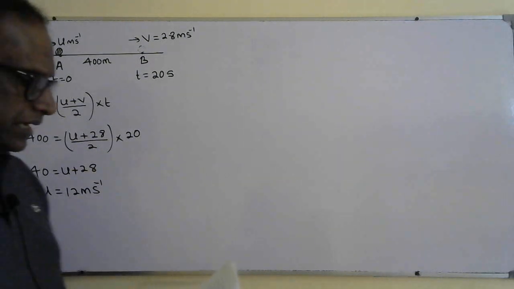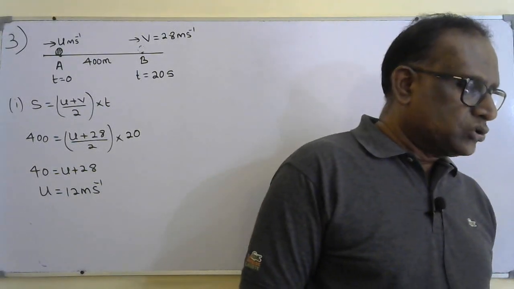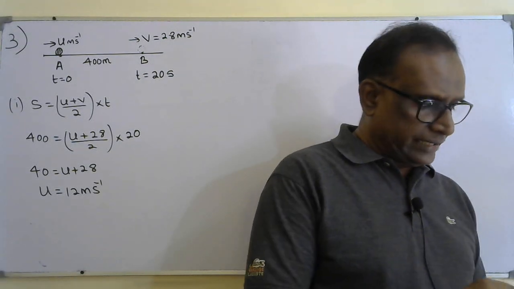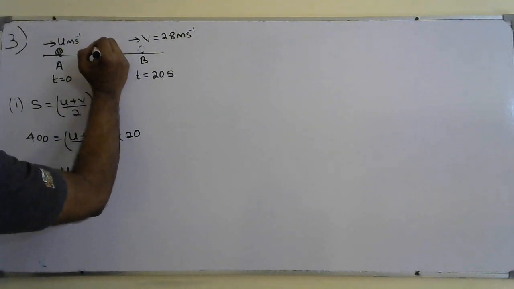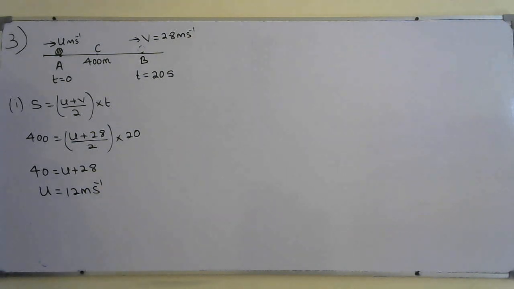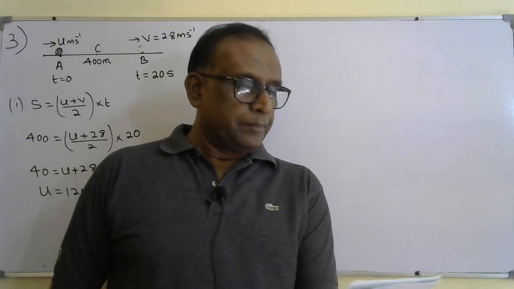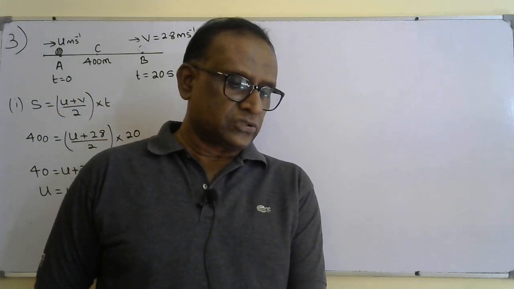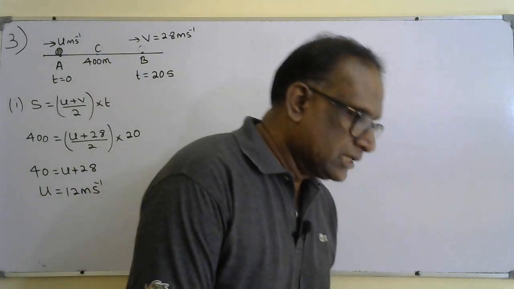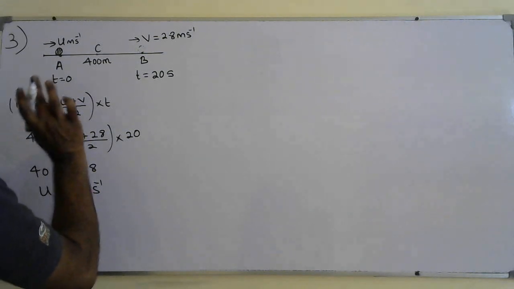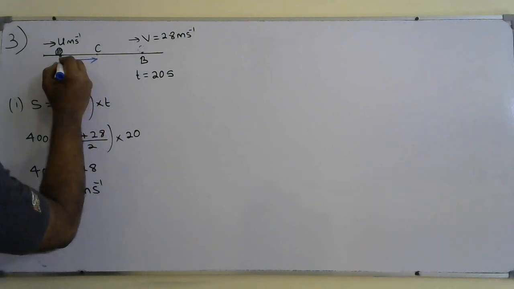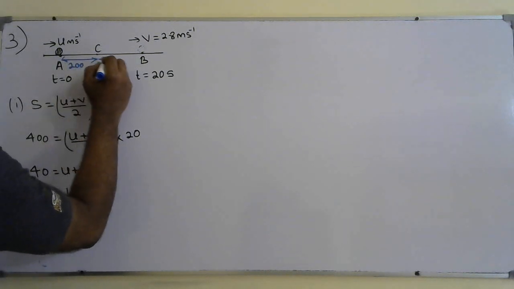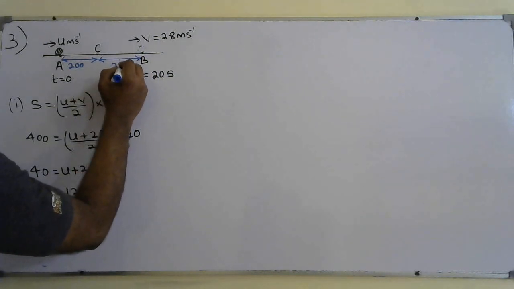Okay, first part over. Second part, find the time taken for the van to travel from A to the midpoint of AB. If I call the midpoint C, the distance from A to C will be 200 meters. From C to B, that is also 200 meters because C is the midpoint.